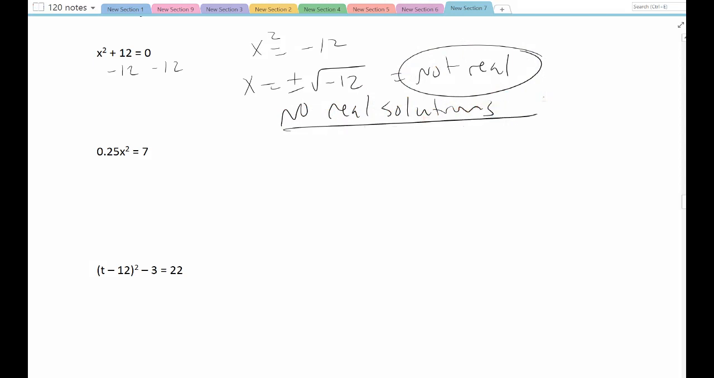And we leave it at that. We don't want imaginary solutions. We only want real solutions. So whenever you get an imaginary number, you just write no real solution or no solution.